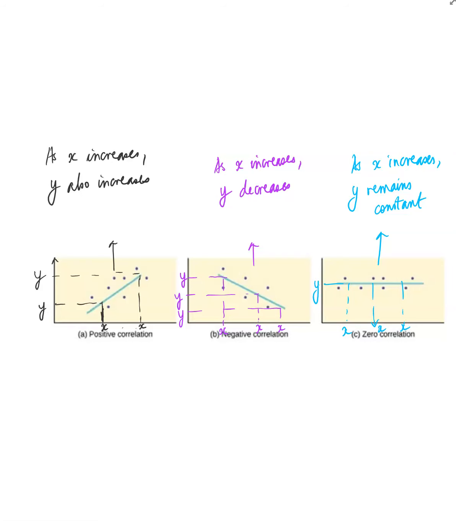So if there's a positive correlation, r is between 0 and 1, right? If it's a negative correlation, your r value will be between -1 and 0. And if it's zero correlation, as the name says, your r is exactly equal to 0.